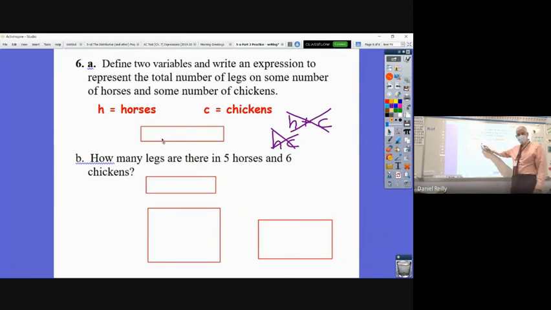So, what's the first part of my expression? How many legs do the horses have? 4. So 4 times how many horses are there? 5. No, there's H horses. 4 times H. That's how many horse legs there are. And then plus 2 times C, because each chicken has 2 legs.